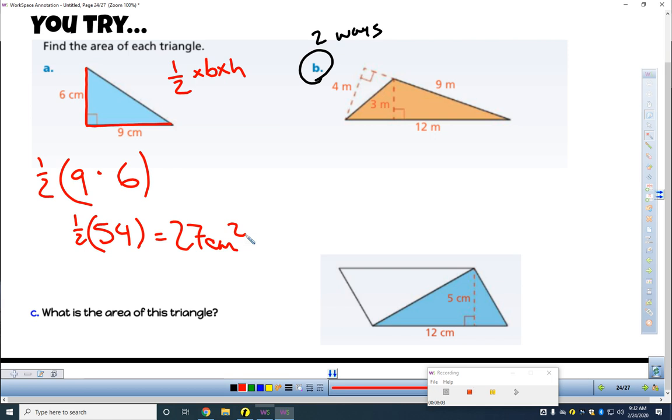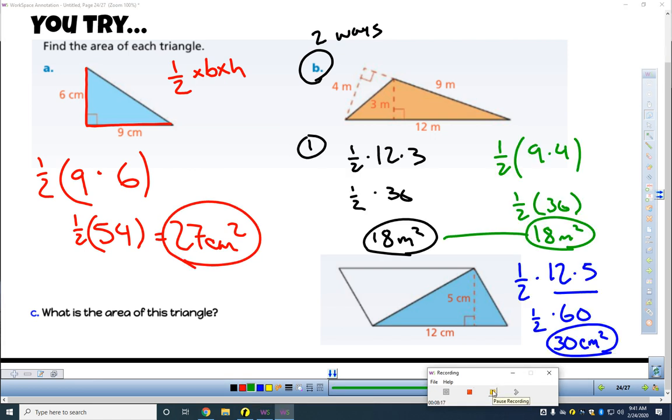This is the level of work I expect to see when you're doing these. Pause the screen and try the rest of them if you wish. All right, there are the rest of the answers. If we jump to C, and then we'll go back to B.